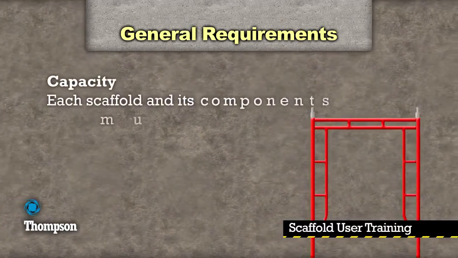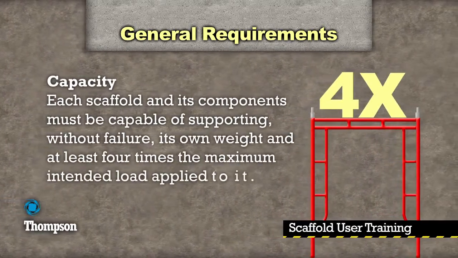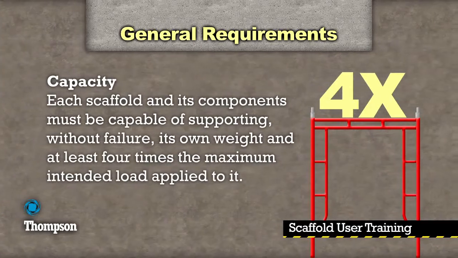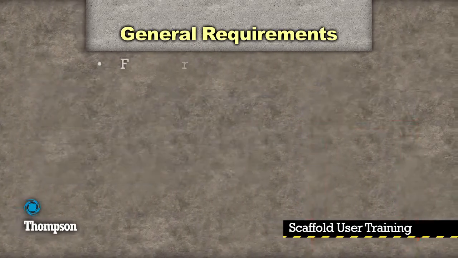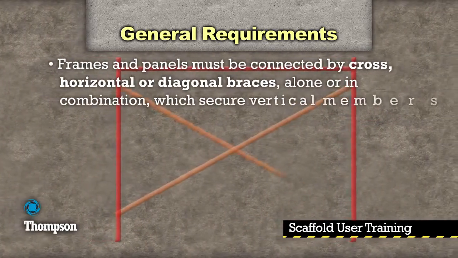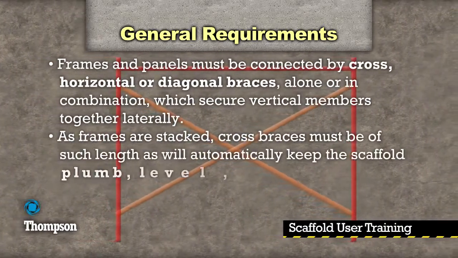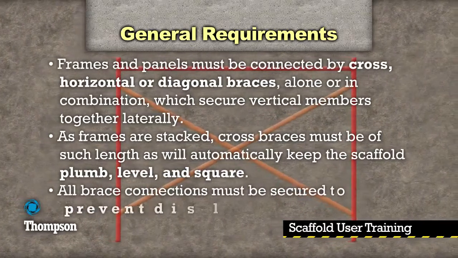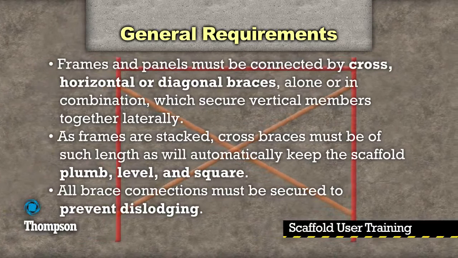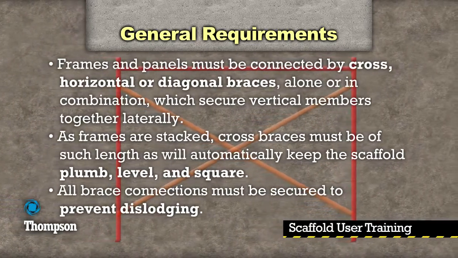General requirements for scaffolding include capacity. Each scaffold and its components must be capable of supporting without failure its own weight and at least 4 times the maximum intended load applied to it. Frames and panels must be connected by cross, horizontal, or diagonal braces, alone or in combination, which secure vertical members together laterally. As frames are stacked, cross braces must be of such length as will automatically keep the scaffold plumb, level, and square. All brace connections must be secured to prevent dislodging.